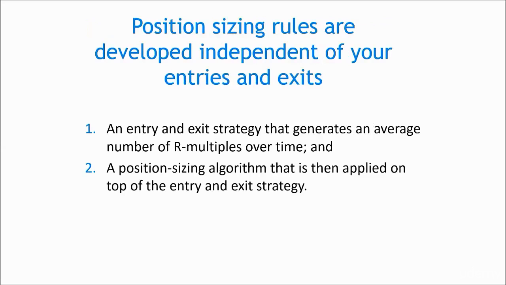Position sizing rules are developed independent of your entries and exits. Part of the value of thinking about your trades in terms of expectancy is that it separates your success into two distinct components, each of which can be worked on independently. An entry and exit strategy that generates an average number of R multiples over time, and a position sizing algorithm that is then applied on top of the entry and exit strategy. The performance of your trading strategy as a whole will depend on the combined performance of each component minus any trading mistakes you make. Now you know what an edge is, let's look at some ways to get one.